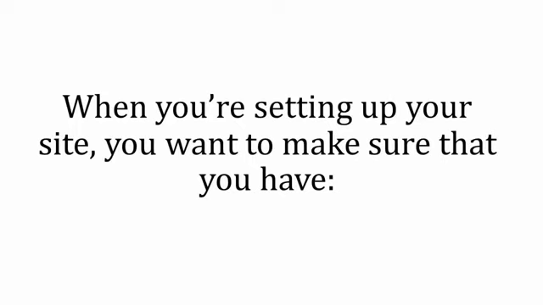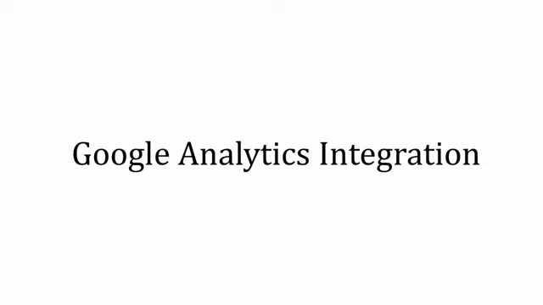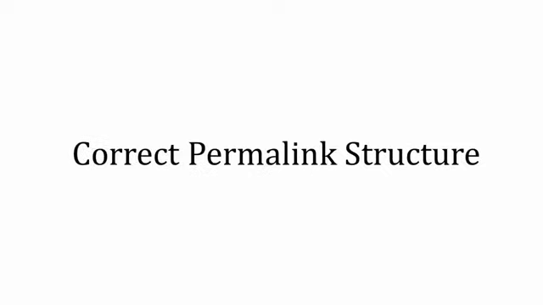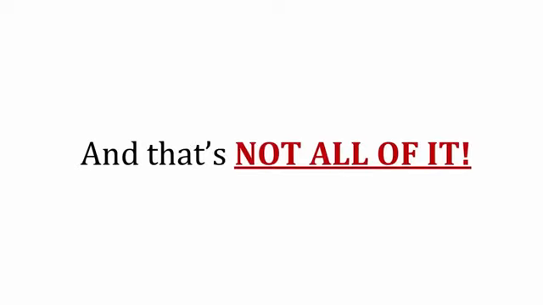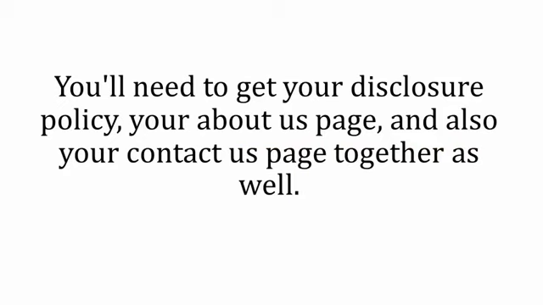Well, when you're setting up your site, you definitely want to make sure you have Google Analytics integration, privacy and legal terms, customization of categories, the correct permalink structure, and the creation of the Google XML sitemap. And that's not even all of it. You'll need to get your disclosure policy, your About Us page, and also your Contact Us page together as well. And that's still not all of it.